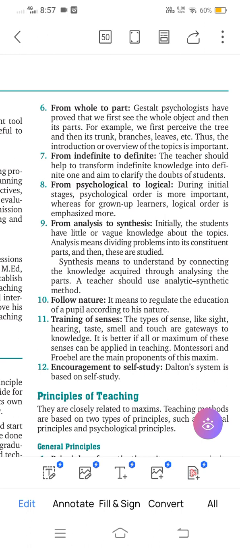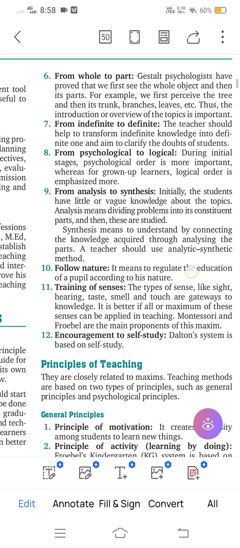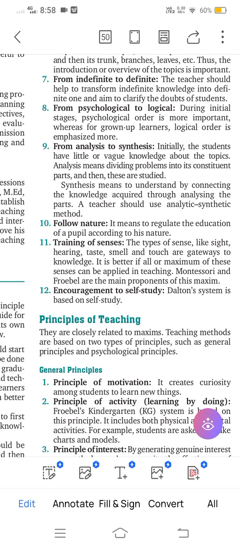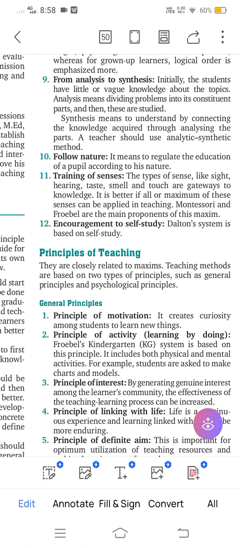Then training of senses. The senses like sight, hearing, taste, smell, and touch are gateways to knowledge. It is better if all or the maximum of these senses can be applied in teaching. Montessori and Froebel are the main proponents of this maxim. Encouragement to self-study. Dalton system is based on self-study.